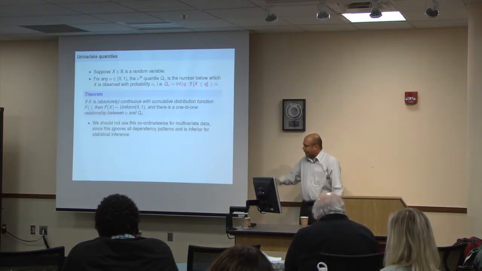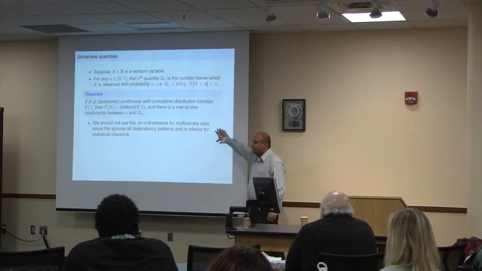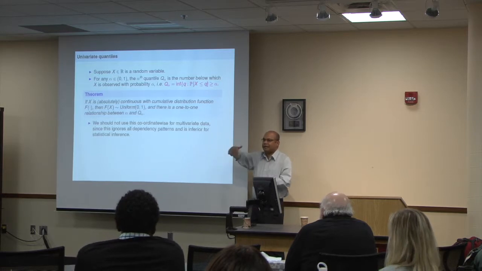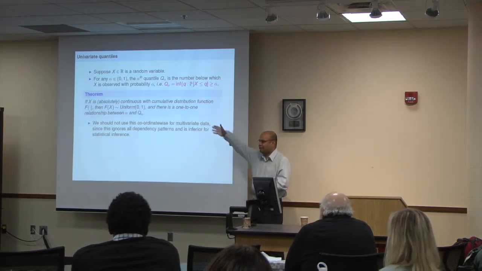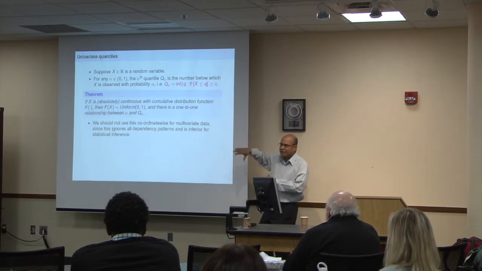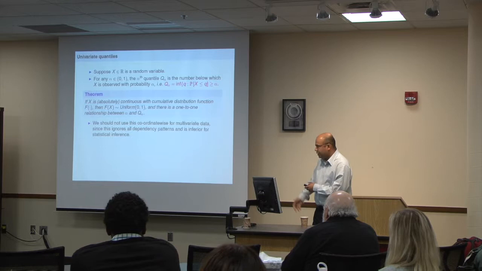So in closing, doing a univariate quantile 70,000 times over basically means that you have created a system that has absolutely no power, no reproducibility whatsoever. So we don't do that.